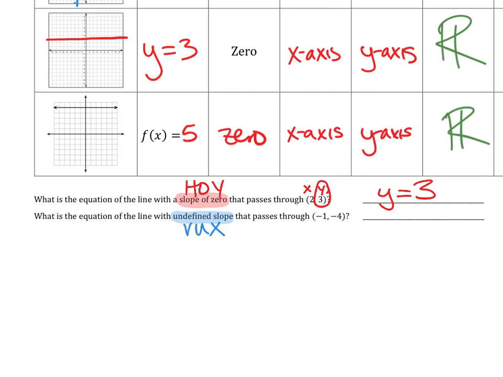A VUX line. VUX has a U in it, so it's the undefined slope. VUX tells me that this equation has to be x equals something. And x is -1, so x equals -1 is the equation that would graph a vertical line for you in Desmos. Not on your calculator because they're outdated. Okay. HOY and VUX.